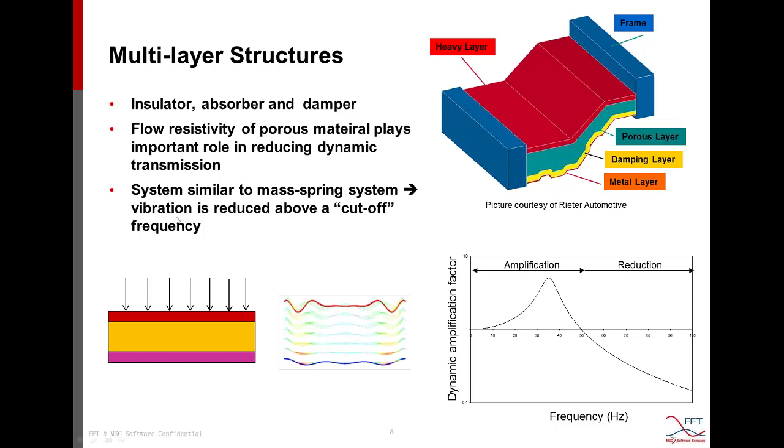So typically in dynamics, we are familiar with this phenomenon that below a certain frequency, the dynamic behavior is amplified until reaching that frequency. Now above that frequency, the dynamic response is reduced. So using Actran, we can design such a type of multi-layer structure by changing the properties of each layer, by changing their thickness, and then achieve an optimum cut-off frequency and optimum reduction according to the frequency.